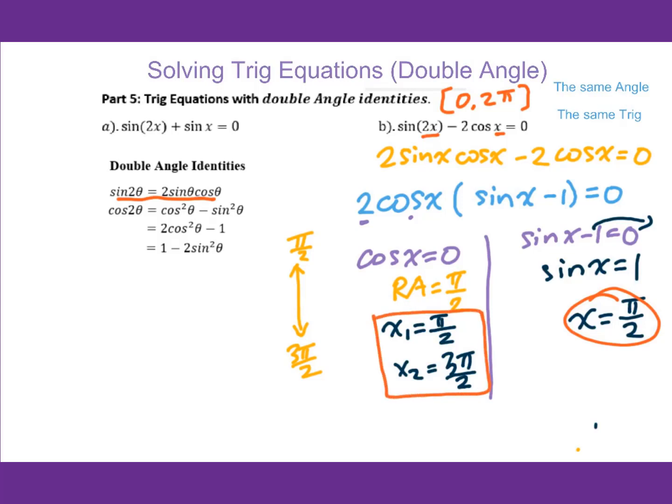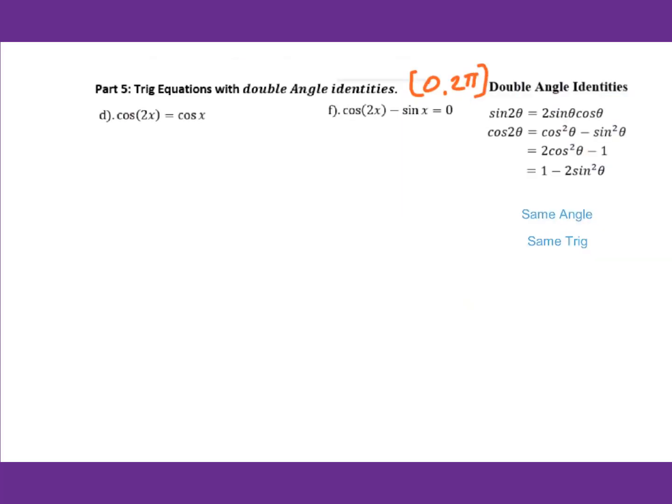That's pi over 2 and 3 pi over 2 for B. Now let's go to D. For cosine 2x equals cosine x, first of all, you have to decide which formula you got to use. Since we have cosine x already, this one gives you a clue you have to use this formula.